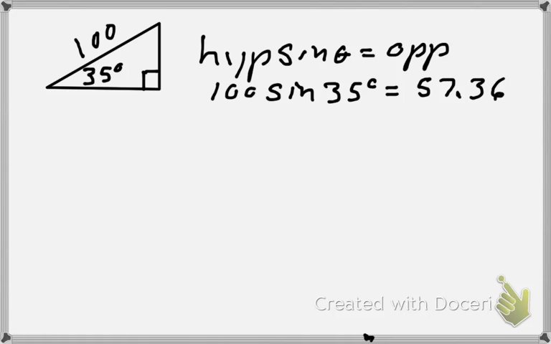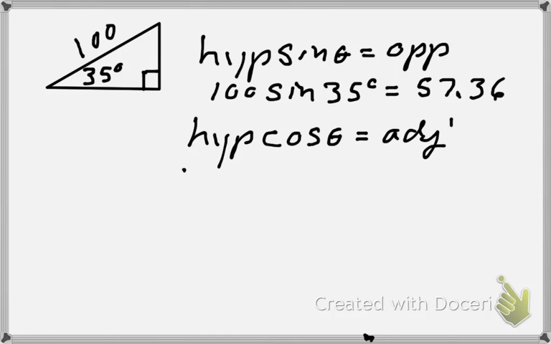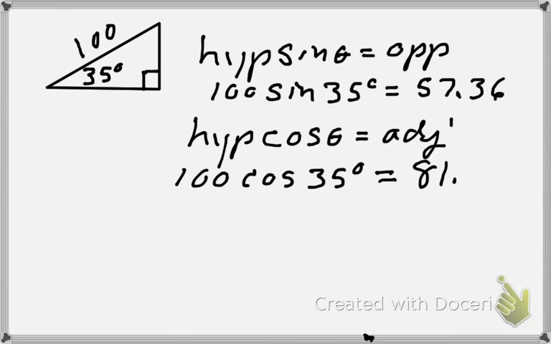57.36, and then hypotenuse times cosine theta is side adjacent, so that will be 100 times the cosine of 35 degrees equals 81.92. Now I'm going to apply this to projectiles.